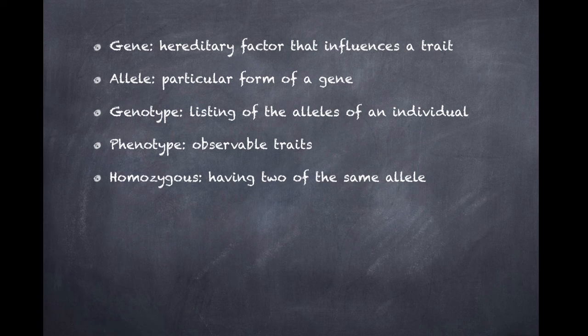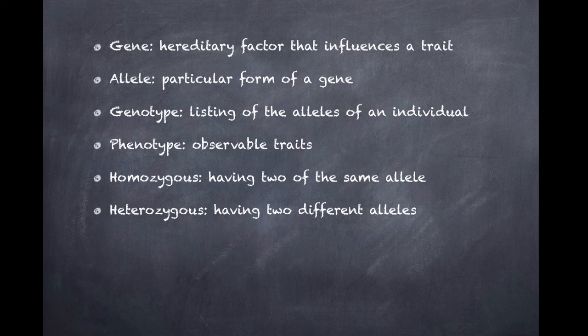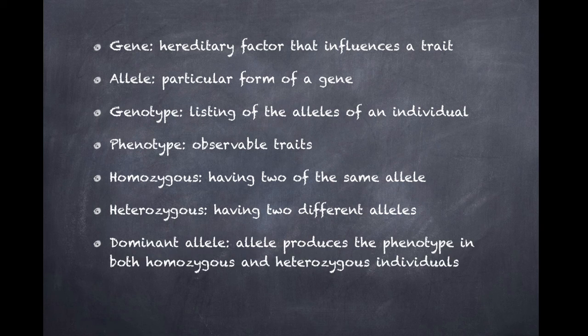Homozygous, having two of the same allele, so you're looking at having two purple alleles versus two white alleles for flower color, or two round alleles versus two wrinkled alleles for seed shape. Heterozygous, having two different alleles, having a purple and a white allele for flower color, having a round allele and a wrinkled allele for seed shape.